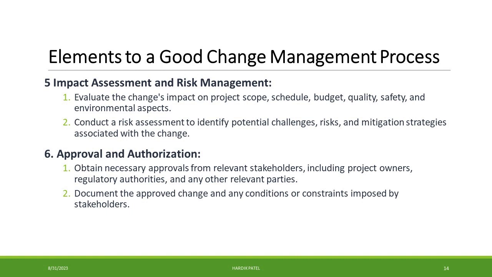Let's see approval and authorization. Imagine you're planning a big party, and you need permission from your parents to have it at home. Approval and authorization are like getting that green light to go ahead with your plans. In projects, getting approval means asking the right people if your change is okay. For our building project, you'd need approval from the project owners, regulatory authorities, like the city council, and other relevant parties before adding that extra floor.